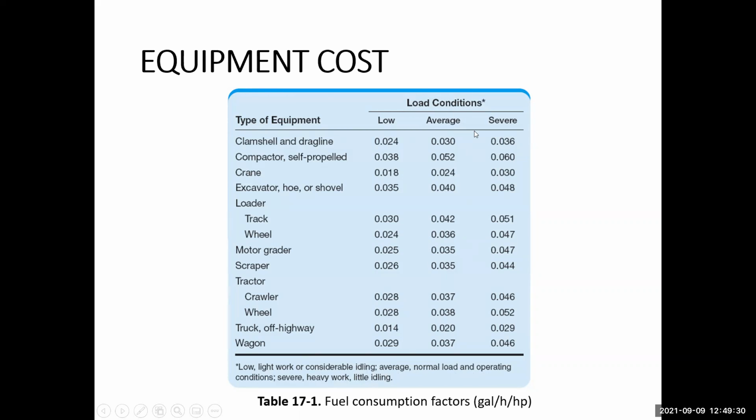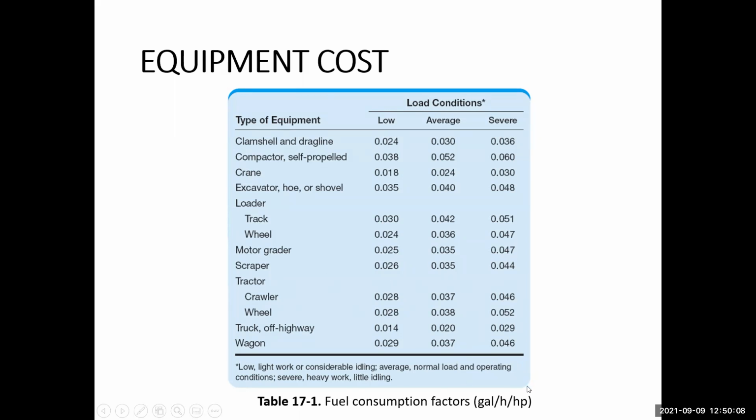So we have to be judgmental about the working conditions, and then we can apply these figures. In what type of conditions will the machine be used mostly? In that case, the fuel consumption factors have been given as 0.03, for example, for the track loader. For the crawler tractor in the severe condition, the fuel factor is given as 0.046. And these are considered to be gallons per hour per horsepower.